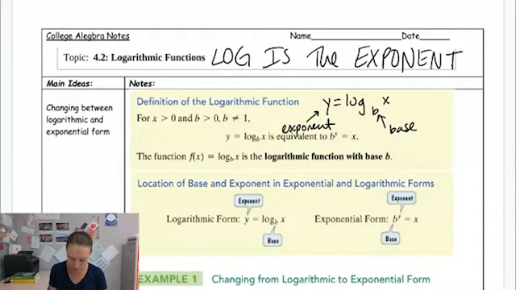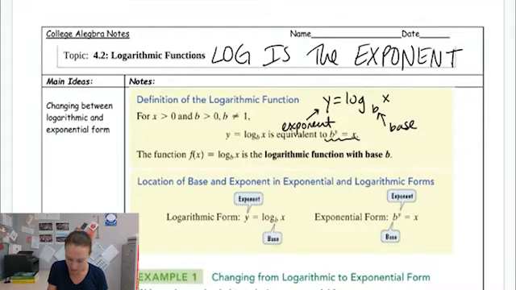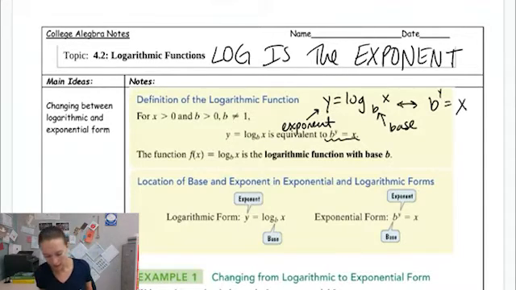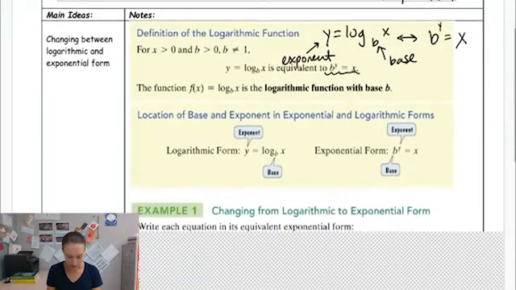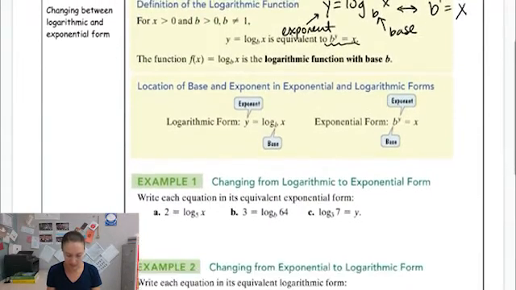So here, if my base is b, my exponent is y, we get this b to the y equals x. So these are the equivalent pieces of the same thing, just one's in log form and one's in exponential form. All right, so you can see that again here.